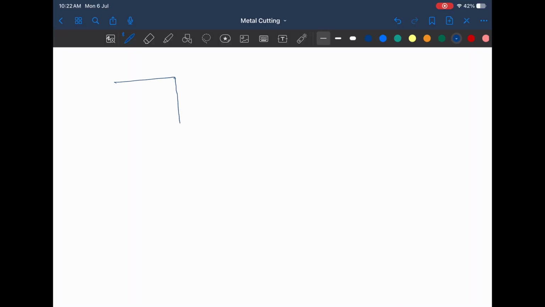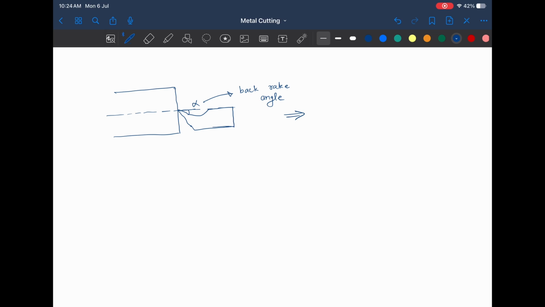Analysis. This is the workpiece. We are going to consider a turning operation. This is the tool and the rectangle alpha. Now rotating it anti-clockwise by 90 degrees.